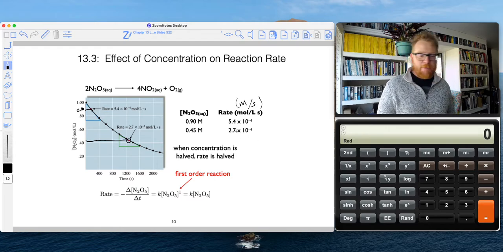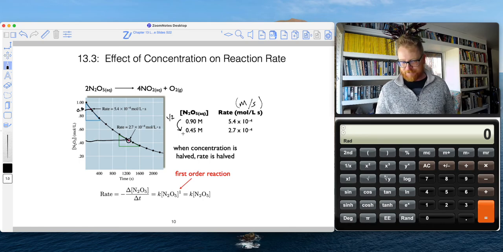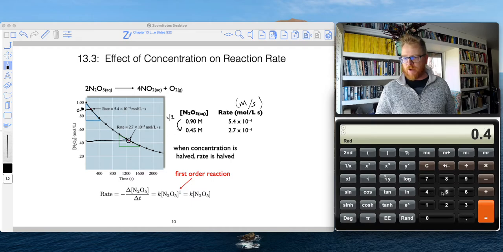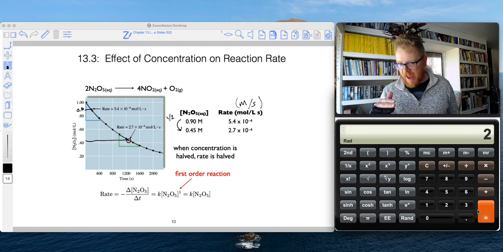Well, if we think about this for a minute and start looking at these numbers, when I went from 0.9 to 0.45, the concentration went down by half, okay? Hopefully you can see that in your head, right? If I take 0.9 and divide it by 0.45, I get 2. So it decreased by half.